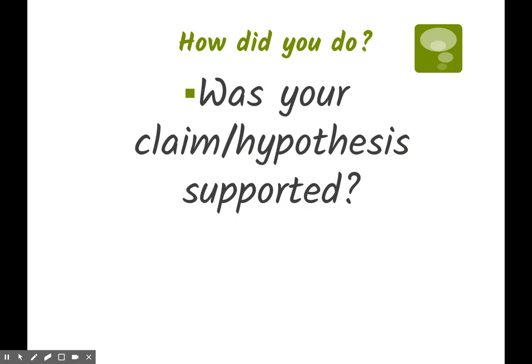How'd you do? Was your claim or hypothesis supported? If so, in that box, write, the claim was supported. If it wasn't, if you didn't say sink and then float, even if you only got half of it, it's still not supported. So in the box, write, the claim was not supported.